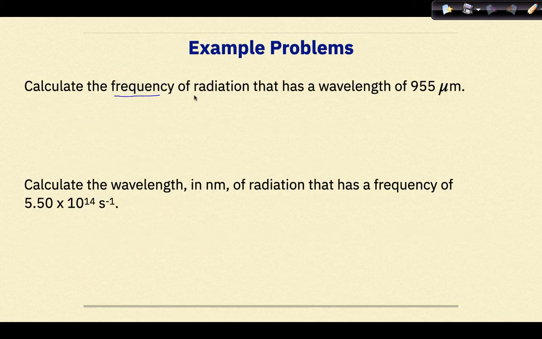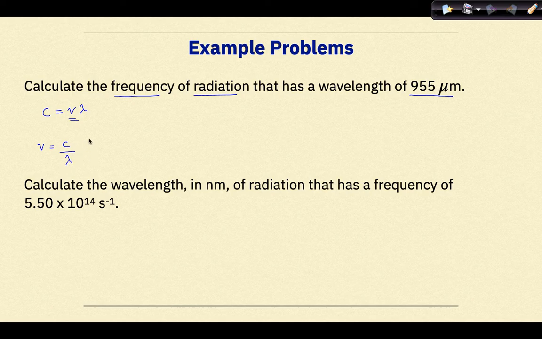Calculate the frequency of radiation that has a wavelength of 955 micrometers. So remember that this symbol right here means micro. So the first thing that I'm going to do is write my formula. Speed of light is equal to the frequency times wavelength. Now I'm solving for frequency here. So what I'm going to do is rearrange my formula so I've isolated that variable. So if I isolate it, frequency is equal to speed of light over wavelength.